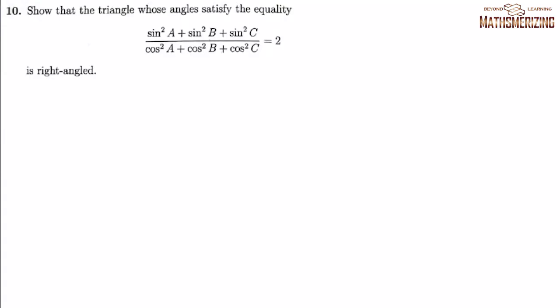Now question number 10 is, show that the triangle whose angles satisfy this equality is a right angled triangle. Now we can write this as summation sine square A will be equal to 2 times summation cos square A. Now what we'll do is we'll also add this summation cos square A both sides. Now the summation here is cyclic summation. Now here will be sine square A plus cos square A plus sine square B plus cos square B plus sine square C plus cos square C.